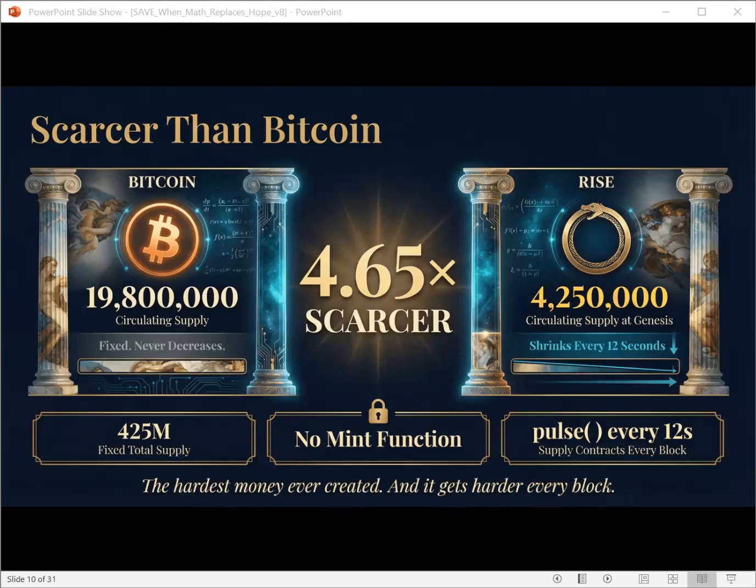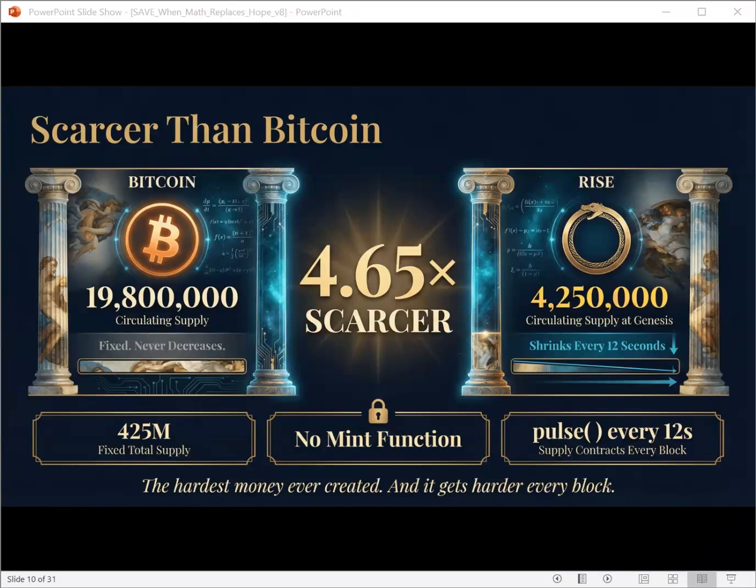Rise has a total supply of 425 million tokens. At Genesis, only 4.25 million, only 1%, are circulating. The other 99% are locked in Safe Vault. So for comparison, Bitcoin has a total supply of 21 million, with 19.6 million, 93.3%, already circulating. Rise only has 4.25 million tokens circulating. And therefore, Rise is 4.65 times scarcer than Bitcoin at Genesis, measured by circulating supply ratio.